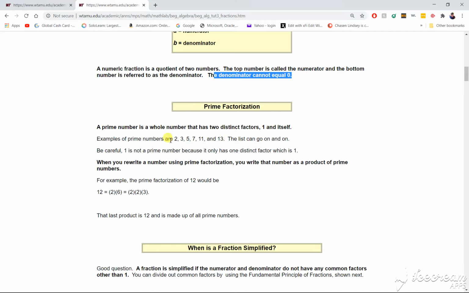Remember, this is for me. But, two distinct factors. Okay, I can't think of a reference right now. The list can go on and on. Be careful, 1 is not a prime number because it only has one distinct factor, which is 1.